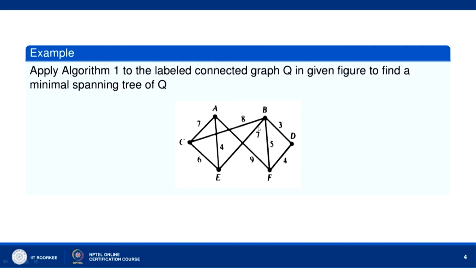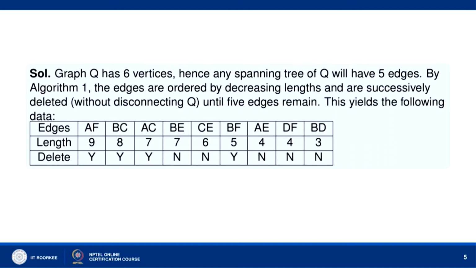Then BE also has length 7, and then we have edge CD which has length 6. Then BF has length 5. Then we have AE and FD which have lengths 4 each, and then we have BD which has length 3. So, we will arrange them in the decreasing order of their lengths. Let us see how we can do that.